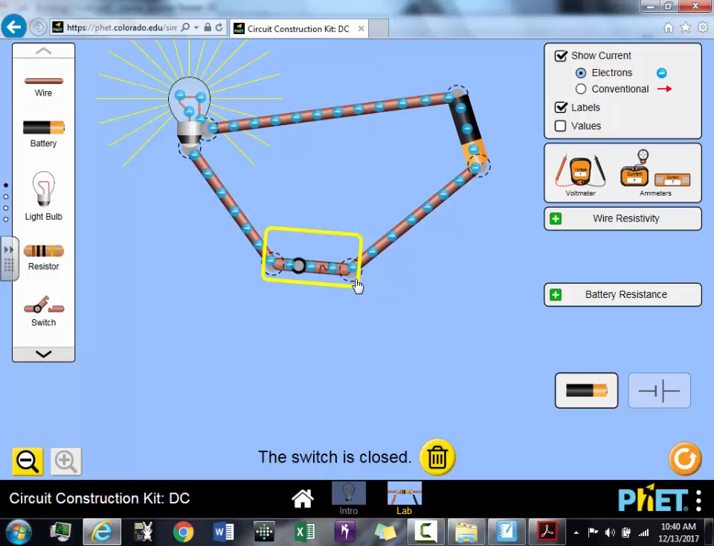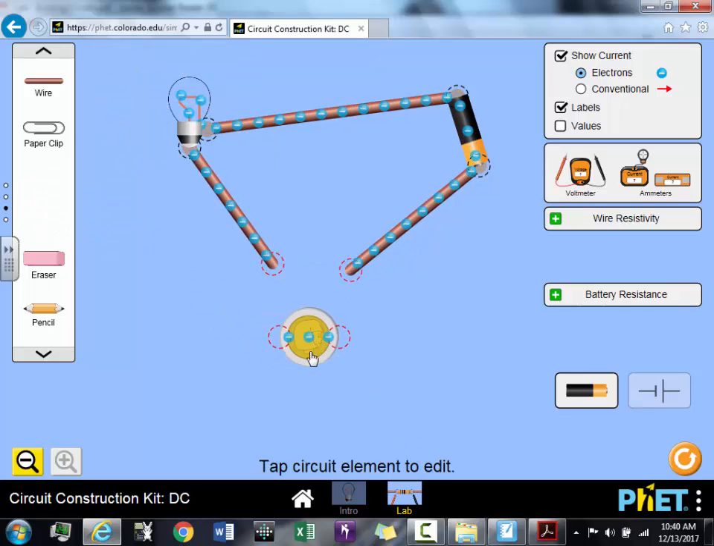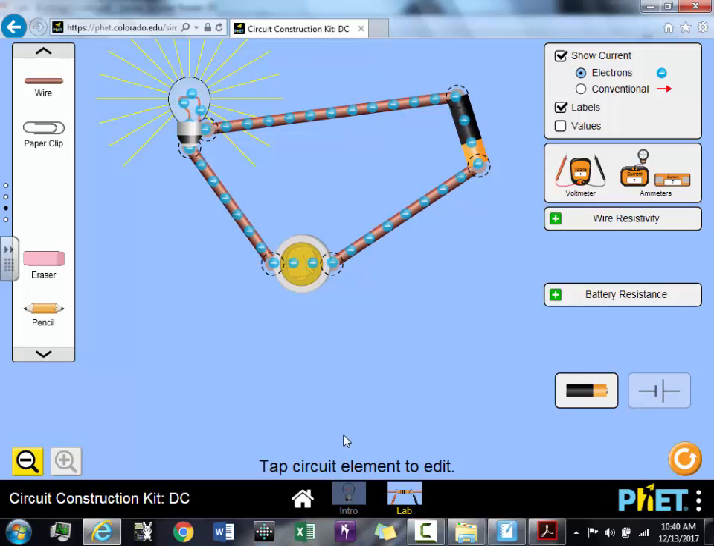So some kids, it's almost like I give them Lego to play with, right? And I just say, well, start building stuff, see what you can do. If you keep going down on the list, they even give you weird things like a coin. If you'd like to, you could see whether a coin can conduct electricity. Okay, so it can.